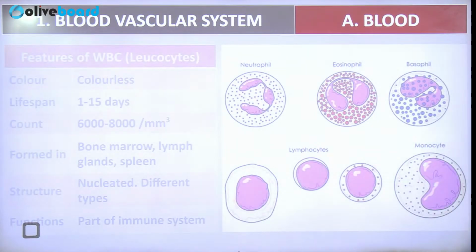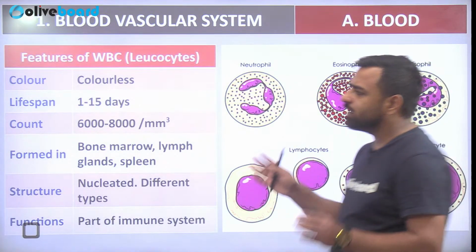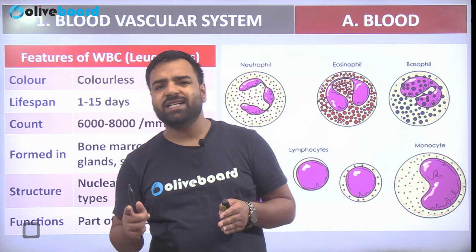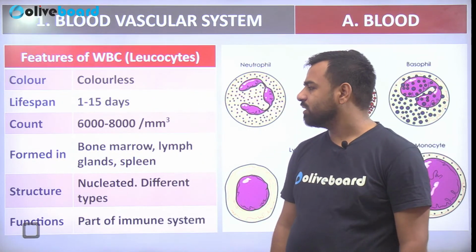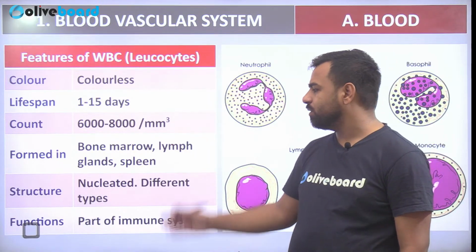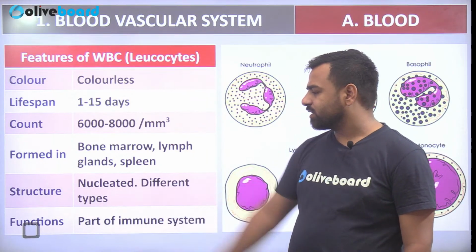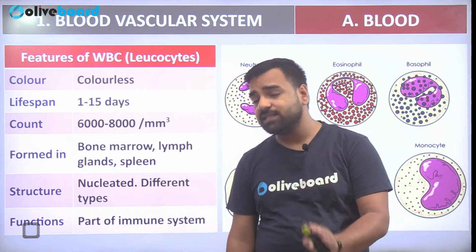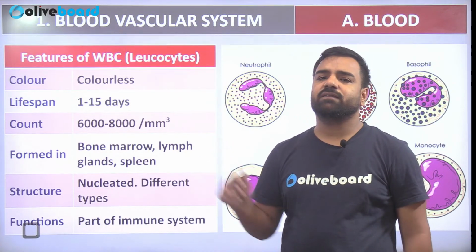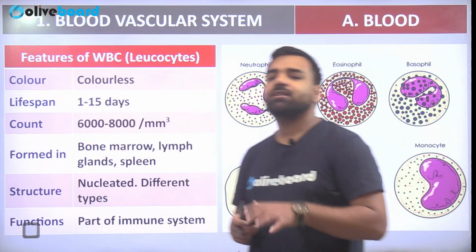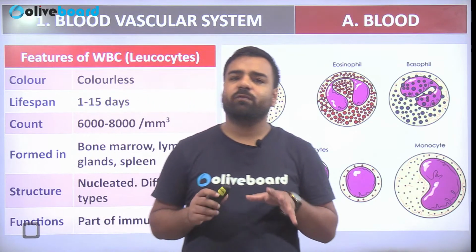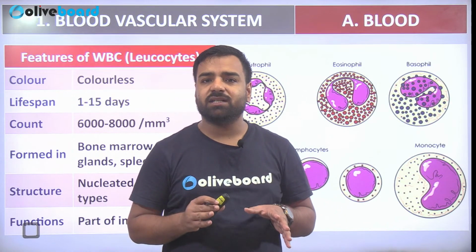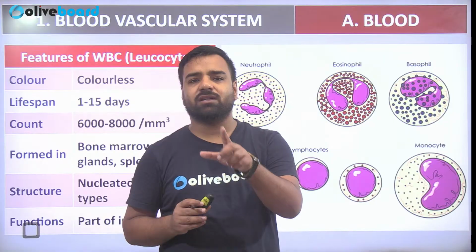Next. Now we have WBC, they are colorless. Their lifespan is 1 to 15 days. Here the count is, as discussed, 6,000 to 8,000 per millimeter cube. Then it is formed in bone marrow, lymph, gland, spleen. The structure is nucleated. That means it has a nucleus, but RBC doesn't have a nucleus. Do you know what the exceptions are? The exceptions are llama and camel. In the camel and llama, you will find that the nucleus is present in the RBCs, but that's an exceptional case. You must remember that.